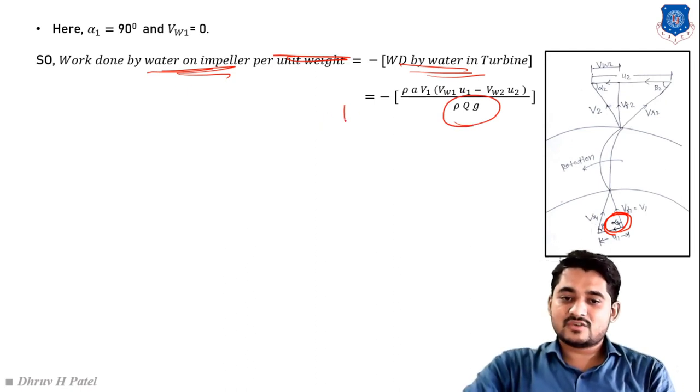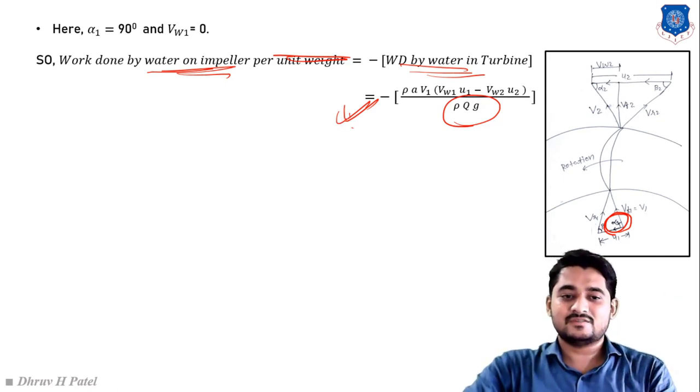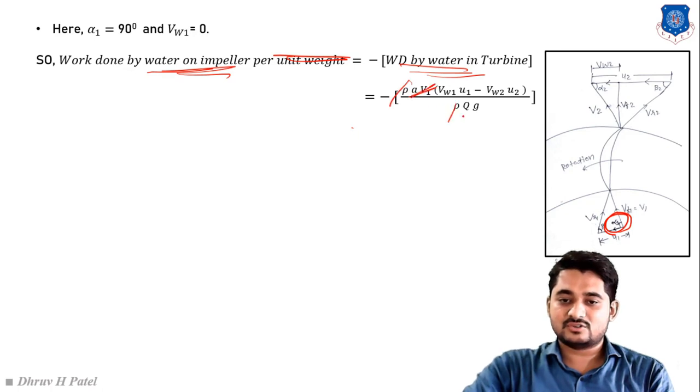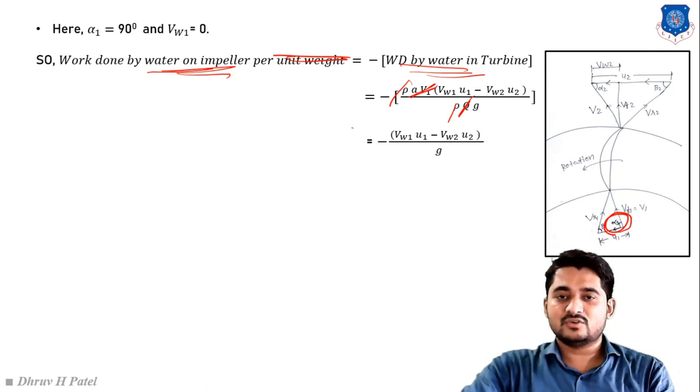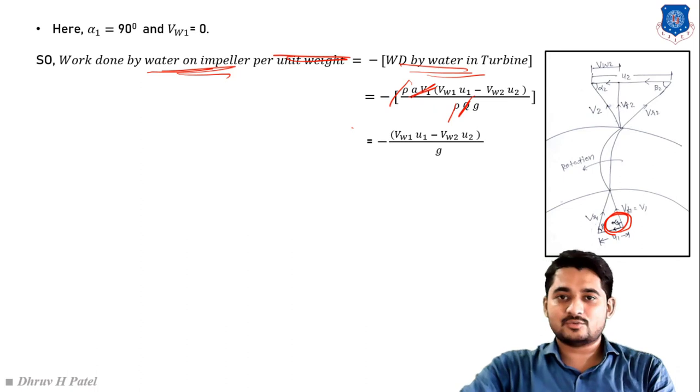This is the equation for a series of radial blades mounted on the wheel. That equation will be directly imported from the turbine case, right? Solving this equation, rho is cancelled out and area into velocity is the discharge. So we get minus of VW1 U1 minus VW2 U2 divided by g. Clear, students? So we take VW1 equal to 0, because for the centrifugal pump, in each and every example, VW1 will be 0.